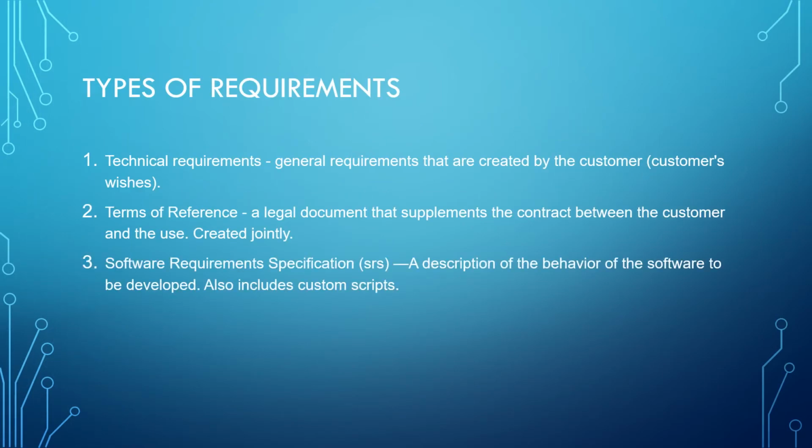There are three definitions that are worth knowing, and it is important to distinguish between them. Technical requirements are general requirements that are created by the customer. Terms of reference: a legal document that supplements the contract between the customer and the contractor, created jointly. Software requirements specification: a description of the behavior of the software to be developed. Also includes user scripts.